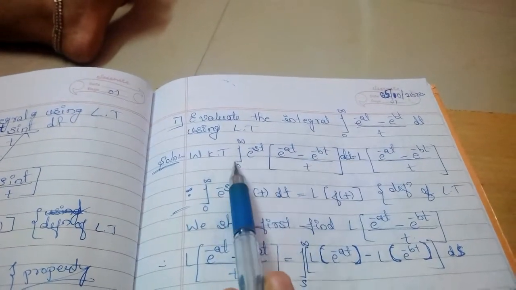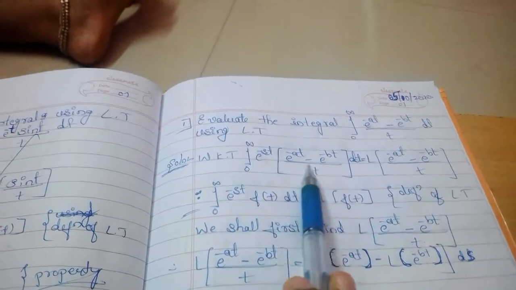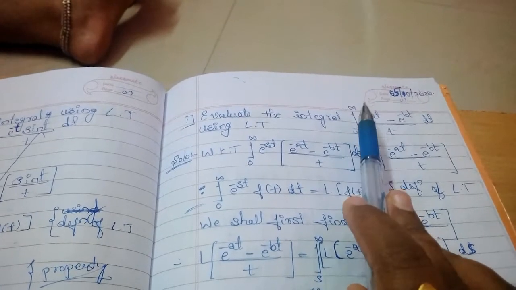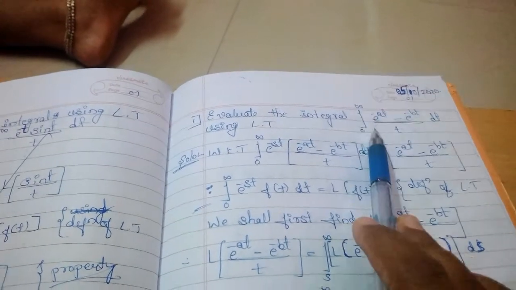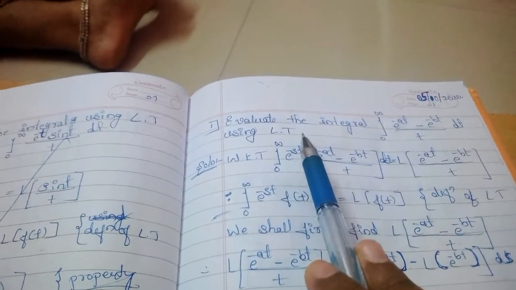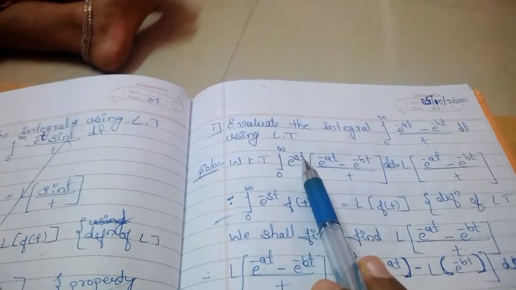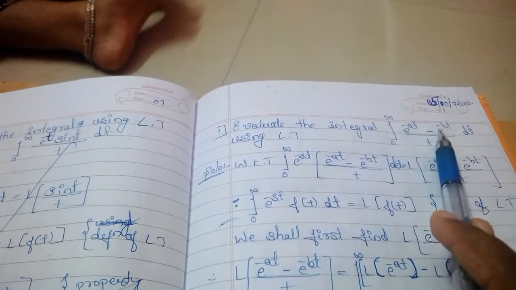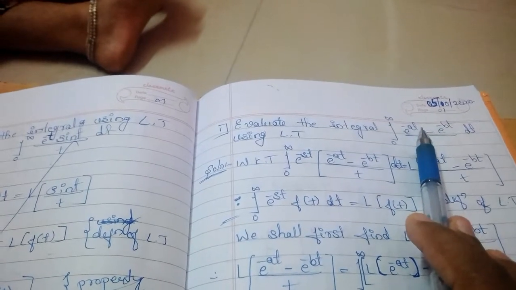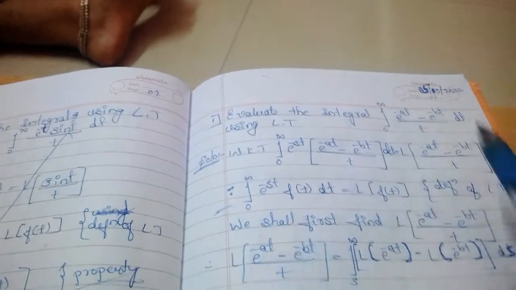According to the definition, we get the integration from 0 to infinity e raised to minus st f of t dt here. Here the e raised to minus st term is absent, that means the value of s is 0, so we have to substitute s equal to 0. We get the integral value, that is integration from 0 to infinity of (e raised to minus at minus e raised to minus bt) divided by t into dt.